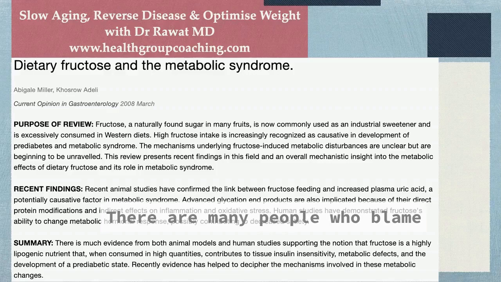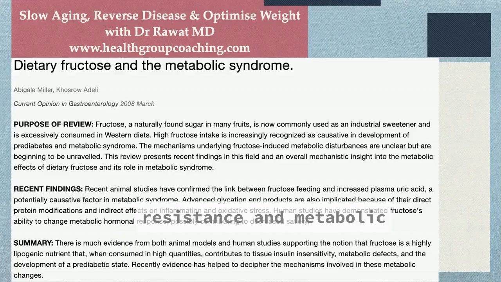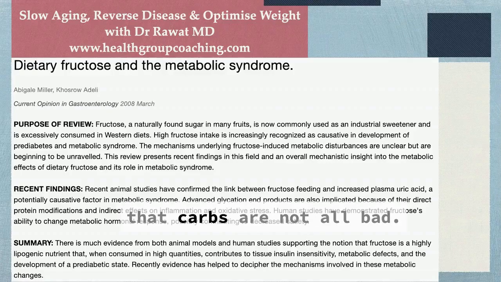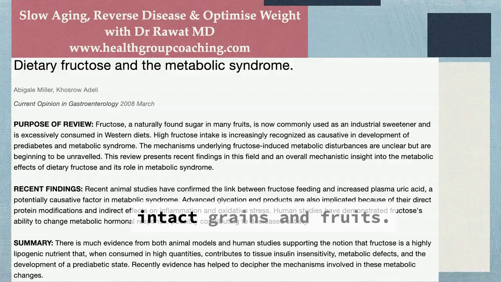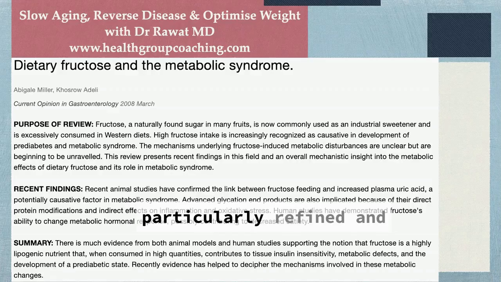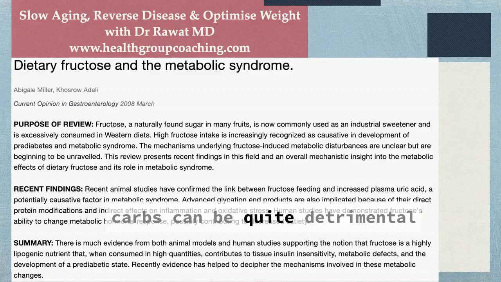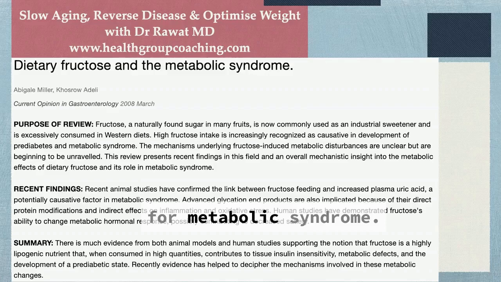There are many people who blame carbs for developing insulin resistance and metabolic syndrome. It's important to understand that carbs are not all bad. In fact, certain types of carbs are extremely beneficial for metabolic health, and these would be in particular whole intact grains and fruits. However, in certain forms, particularly refined and liquid fructose, carbs can be quite detrimental for metabolic syndrome.